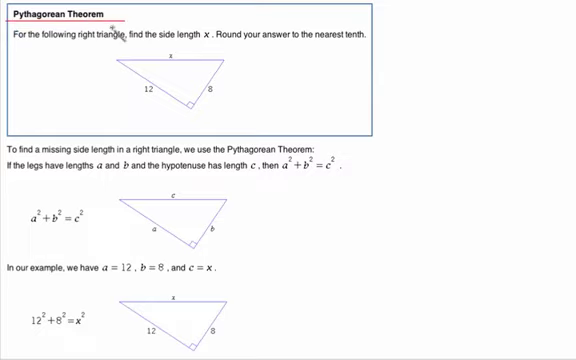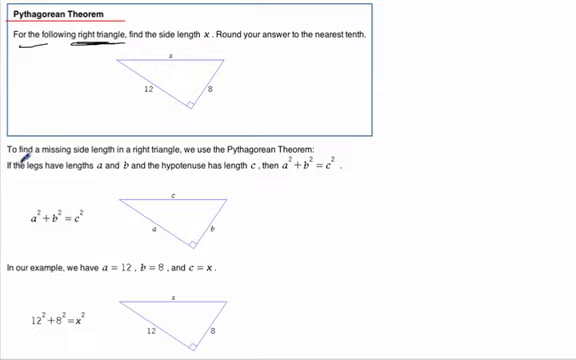Ha! Pythagorean Theorem, one of the most famous algebraic formulas ever. This is a really handy thing to memorize. It's used quite a lot, and it's actually not too hard. So here's our example. It says for the following right triangle, find the side length x and round to the nearest tenth. Okay, it's important to note these are for right triangles.